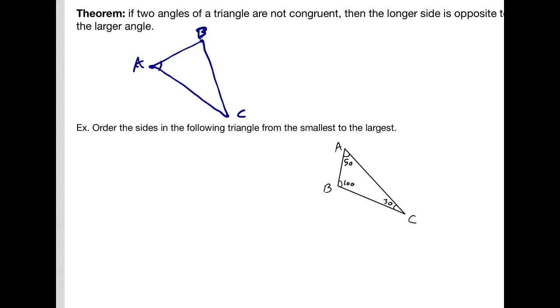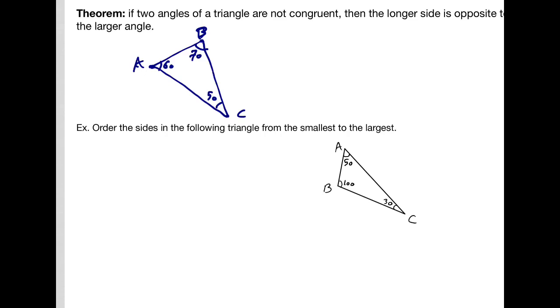Let's say angle A is 60. Let's say angle B is 70. And let's say, because they have to add up to 180, angle C has no choice but to be 50.